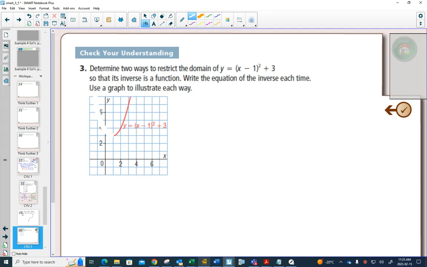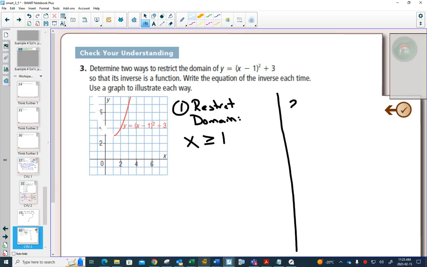So as far as restricting the domain, the first way that we could restrict the domain is just say, if I just take the x values bigger than or equal to 1, I would have that half of the graph, and that half of the graph passes the horizontal line test. I'm going to split my page in half here, and 2, I'm going to restrict the domain in a second way.